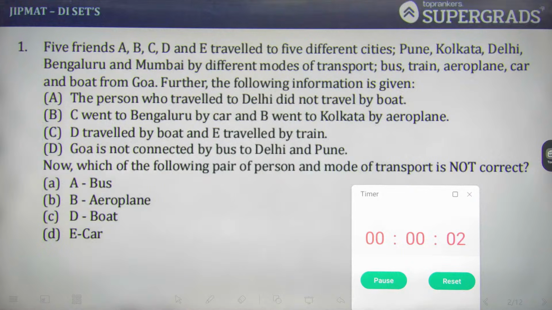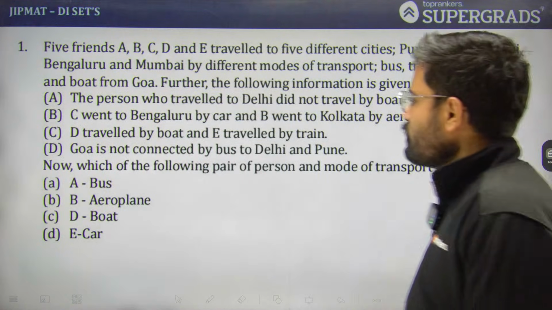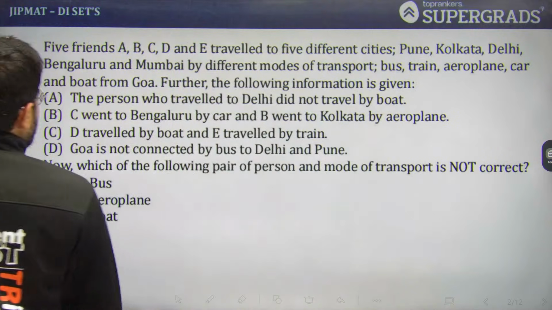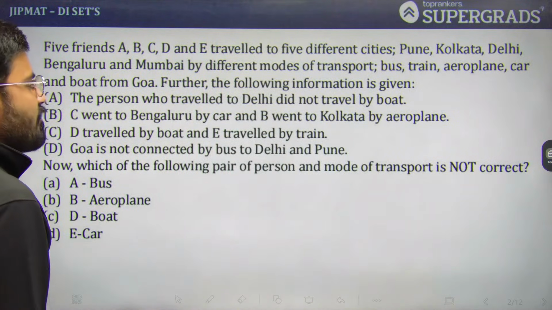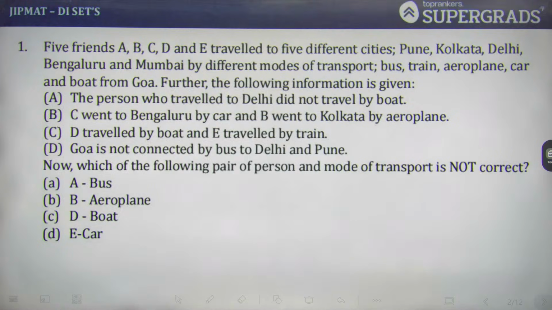Only 2 seconds and the time is up. Let's begin with the question. 5 friends A, B, C, D, E traveled to 5 different cities, Pune, Kolkata, Delhi, Bangalore and Mumbai by different modes of transport, bus, train, airplane, car and boat from Goa. Further, the following information is known. The person who traveled to Delhi did not go by boat. C went to Bangalore by car and B went to Kolkata by aeroplane.